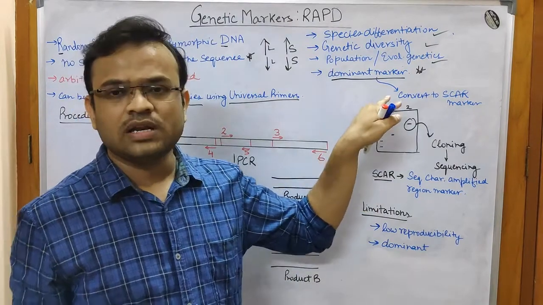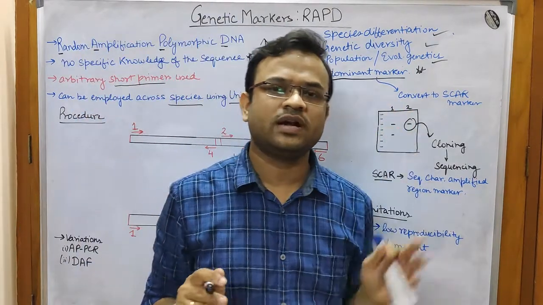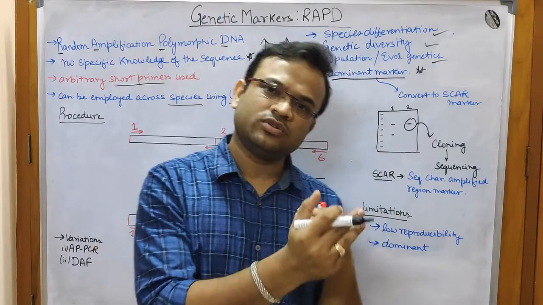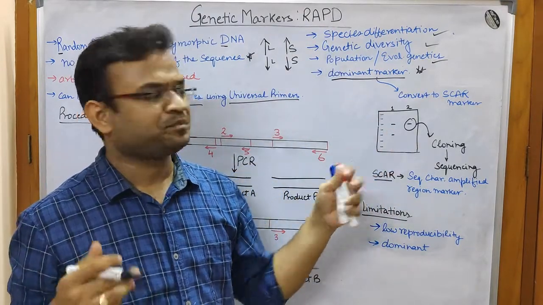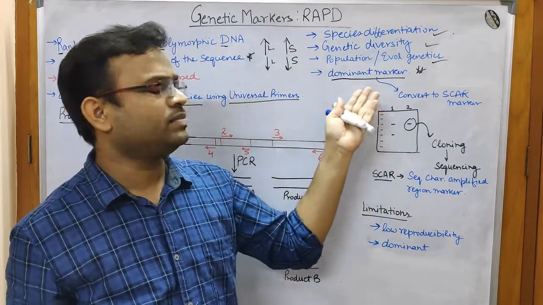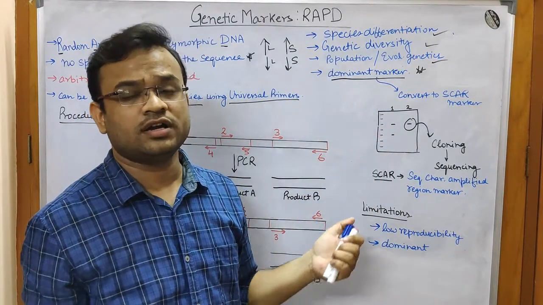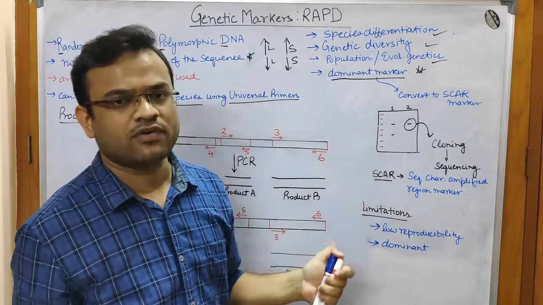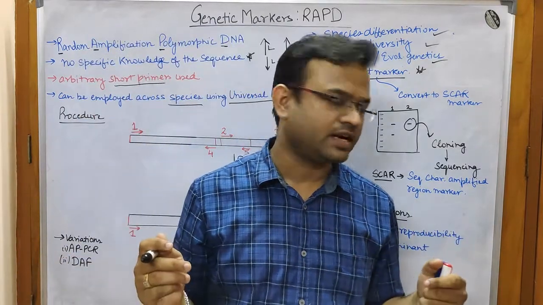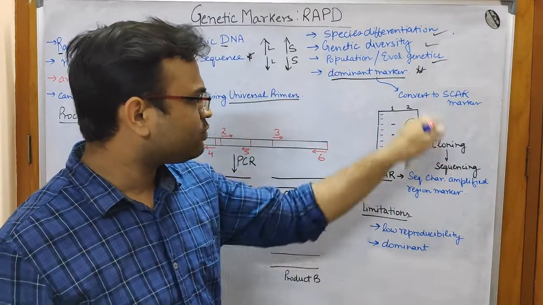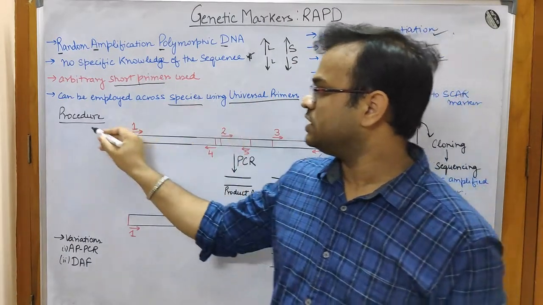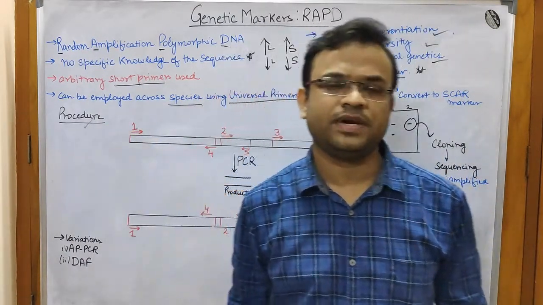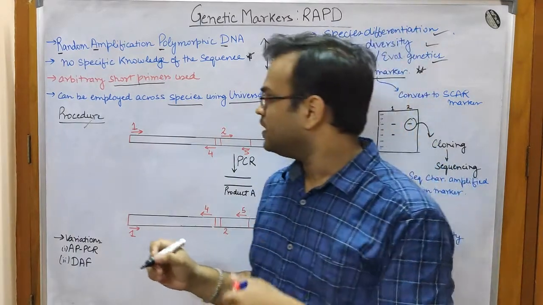Okay, we will discuss how this disadvantage can be circumvented, or how this can be changed in order to study our traits or our characters, right? So we would discuss this portion later. First of all, let us go on to discuss the procedure of RAPD. What is the procedure of RAPD?